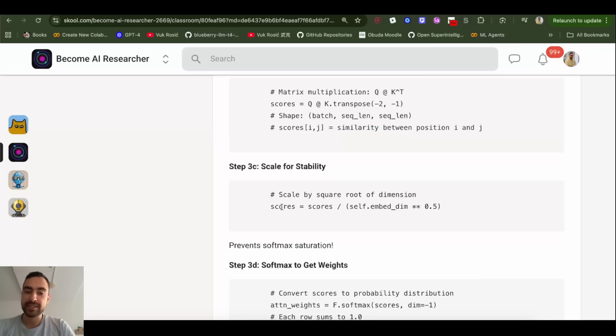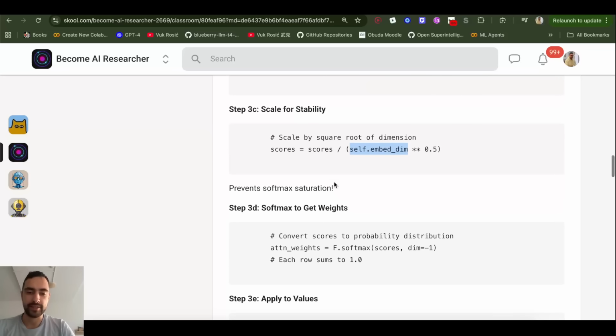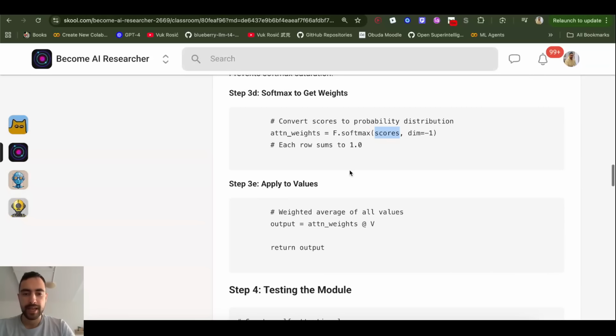And then we scale them back for stability reasons. This means dividing by the square root of the dimension of the queries or keys. And then we apply softmax to the scores to put them between zero and one, adding up to 100%. So we have percentages. And then those are the weights.